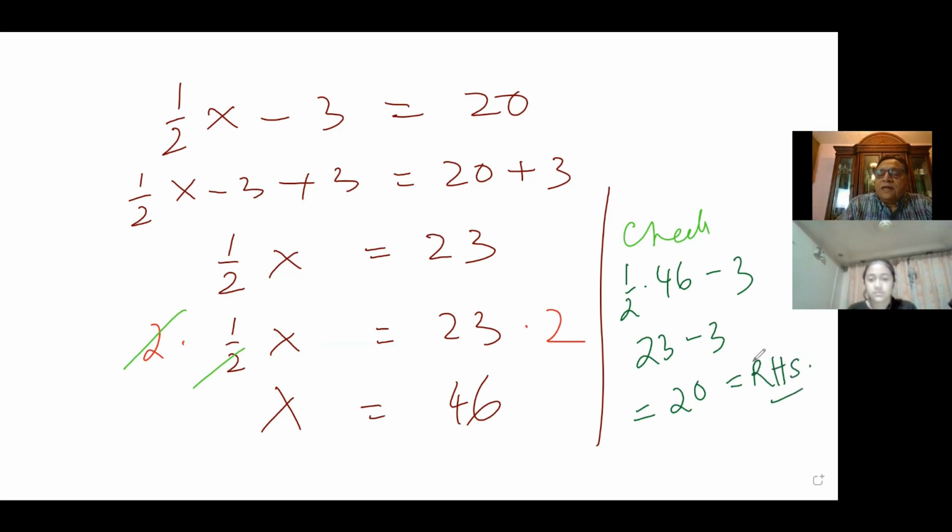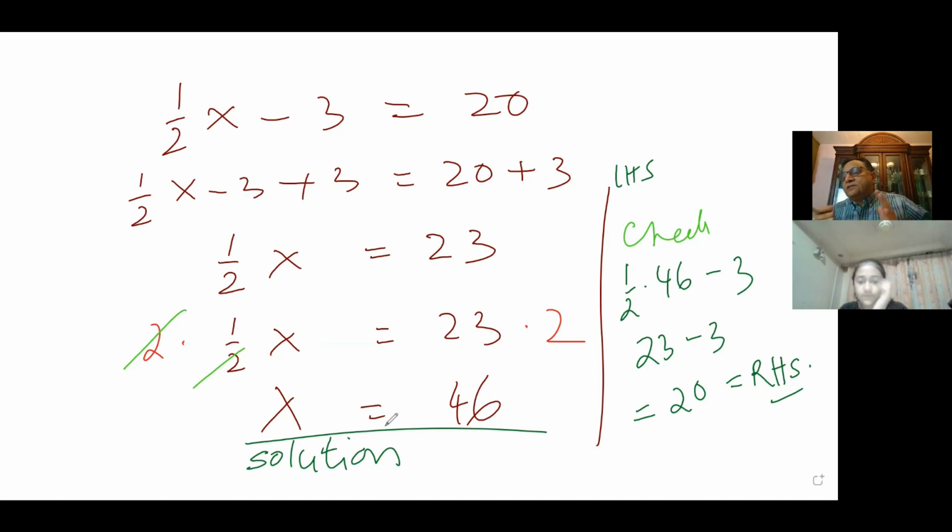So, in the checking operation, we started with the left-hand side and we landed with the right-hand side, which was exactly the same. And therefore, we say that this equation is true and x equals 46 is the solution of the equation. So when we say solution of the equation, it really makes the left-hand side of the equation equal to the right-hand side. It's a very important thing to understand, correct? Now let's move forward.